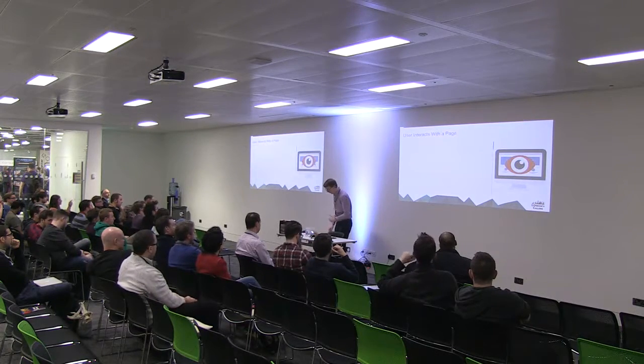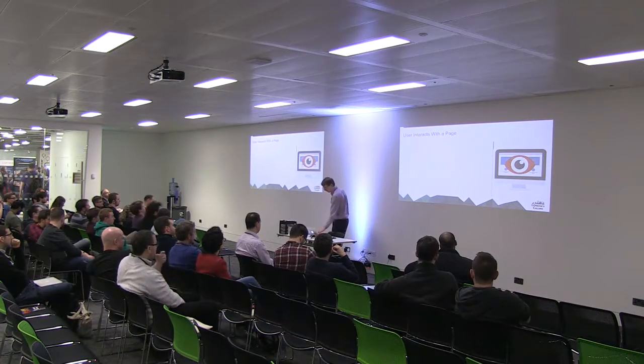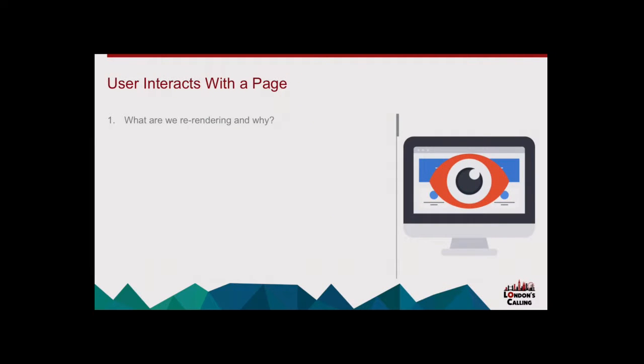So the users loaded the page, they're now interacting with the page. First thing we need to ask when they're interacting with the page is, what are we re-rendering and why? When we have some interaction, it normally means you want to update something on the page. We don't have users click pages just for no reason. When we do that, we want to re-render part of that page, we want to update something on there, we need to think about how much of that we're updating and why we're doing so.